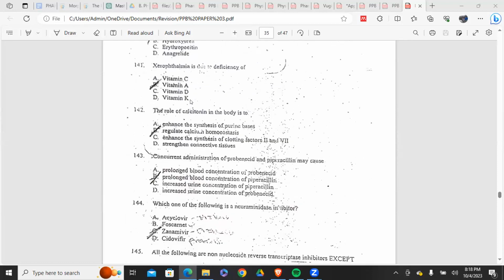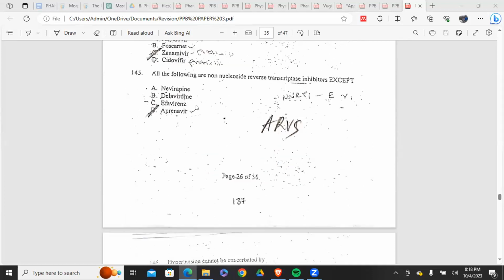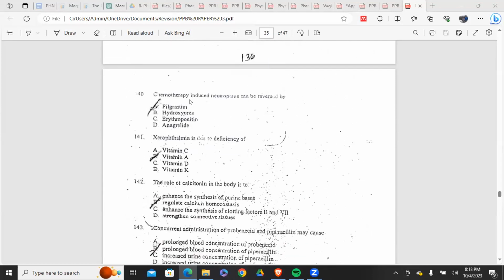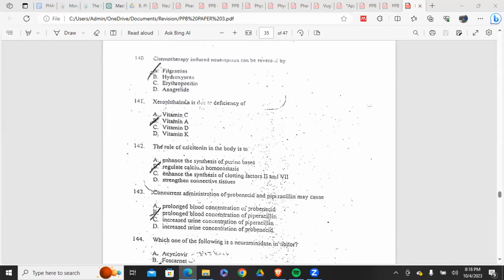Guys, do you focus on those questions or these other ones on pharmaceutics? Yeah, must. Like the chemotherapy one, explain it to us. That is filgrastim or Neupogen. The other name of filgrastim is Neupogen. Yeah, thank you, Doctor.